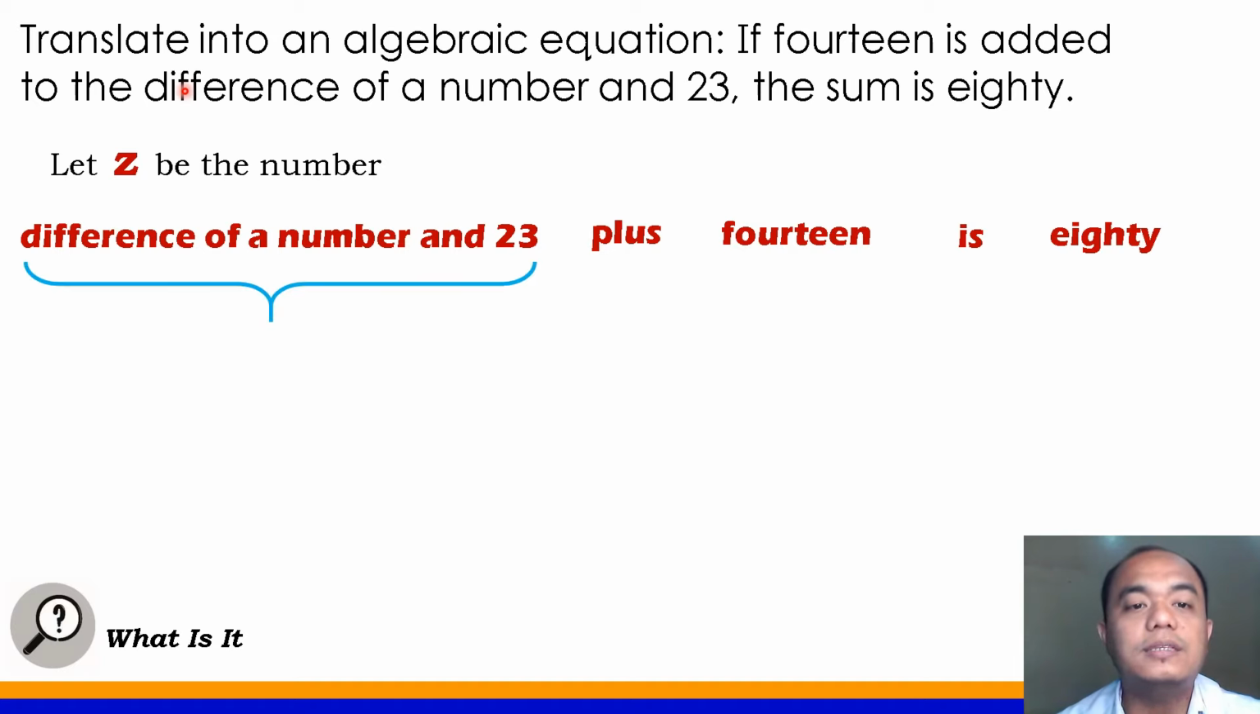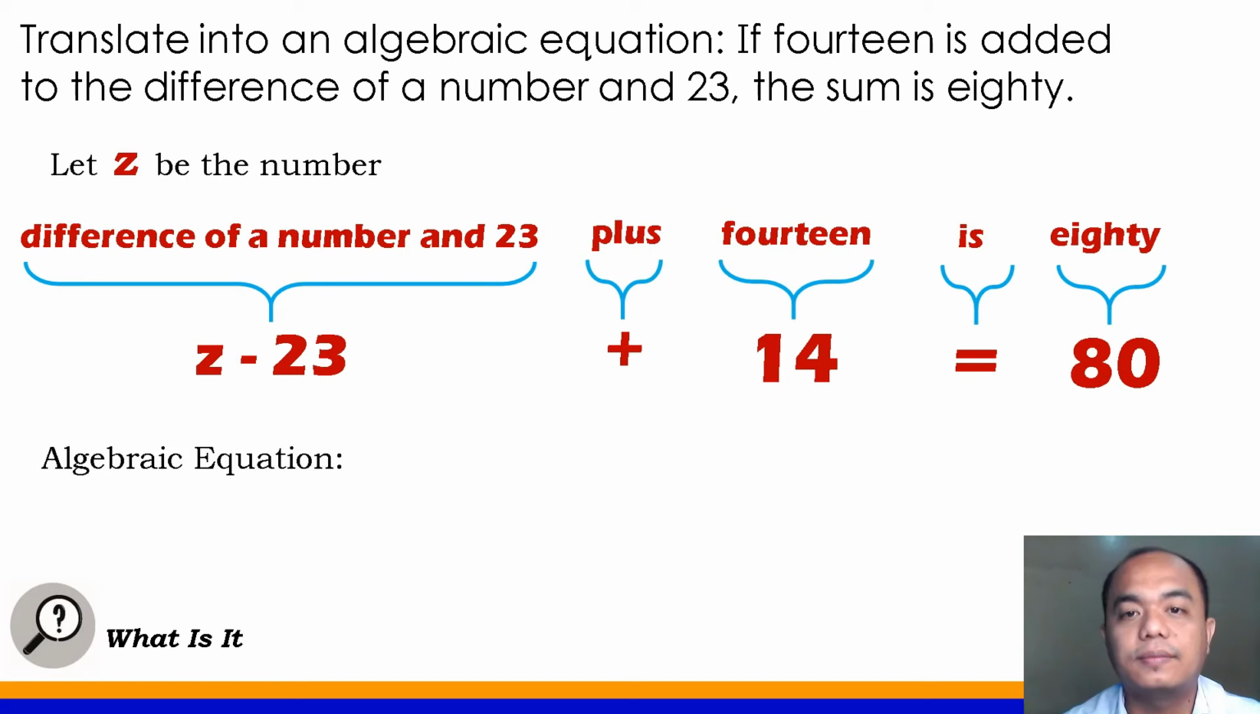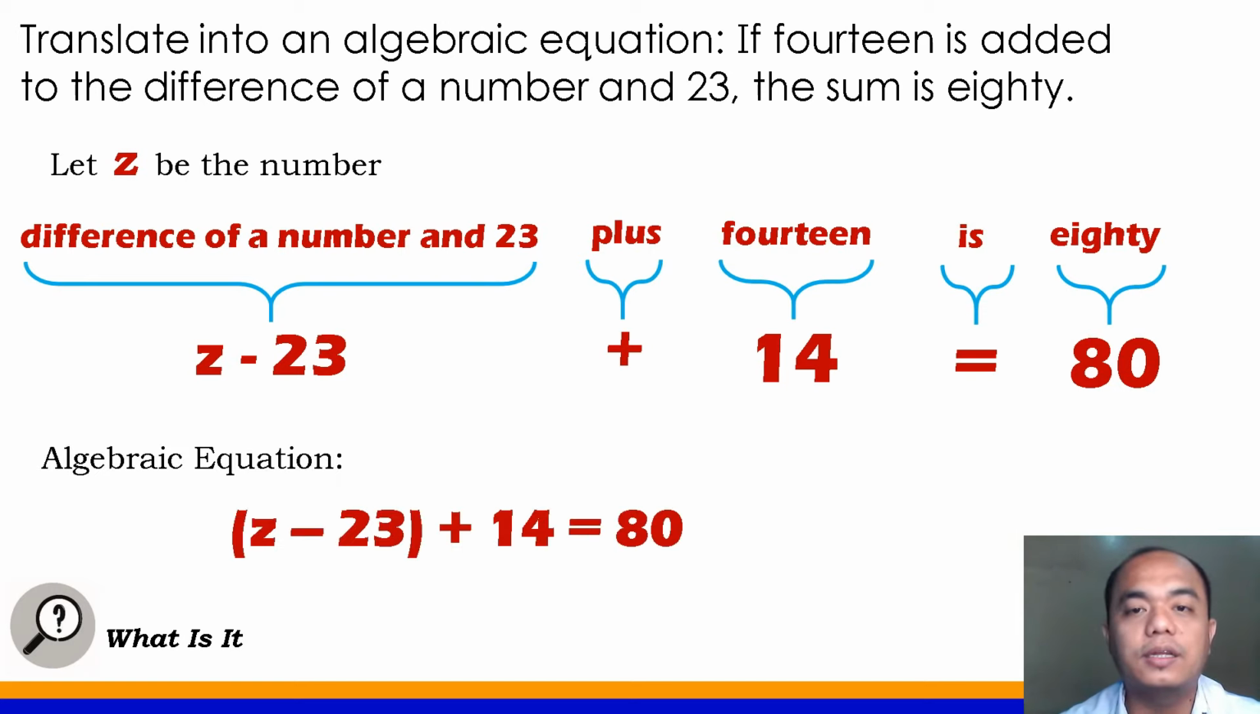So, this difference of a number and 23, galing dito yan, ito. Okay, will represent the symbol Z minus 23. And then, added to 14, added means plus. So that is plus. And then 14 is equal and then 80. Ibig sabihin, the algebraic equation in the given problem is Z minus 23 plus 14 equals 80. Okay?